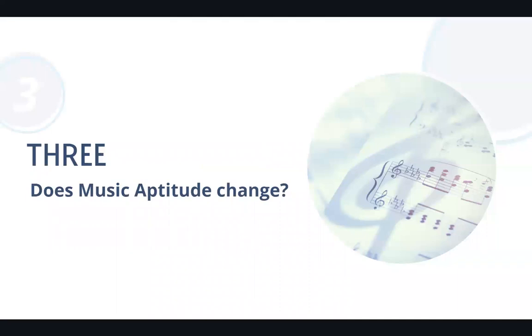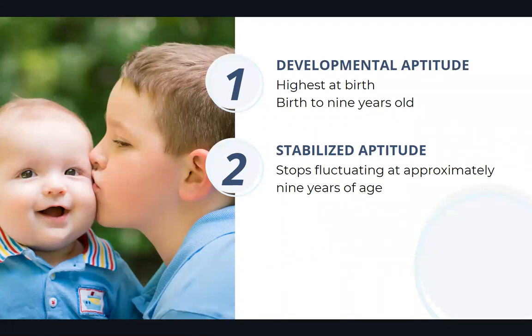The answer to our next question, does aptitude change, is yes and no. There are 2 important stages of aptitude. Music aptitude is actually highest at birth. From birth until approximately age 9, a child is in the developmental stage of aptitude, which is constantly changing. It moves up and down according to the child's musical environment.